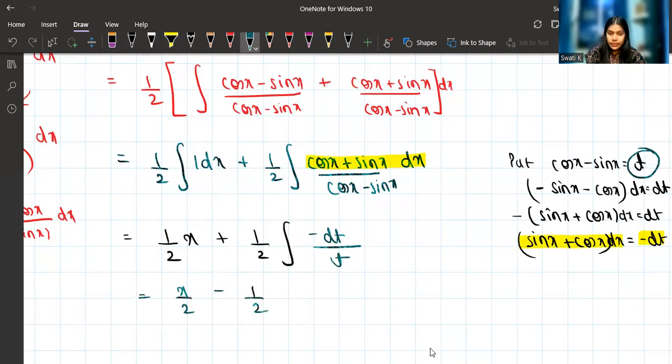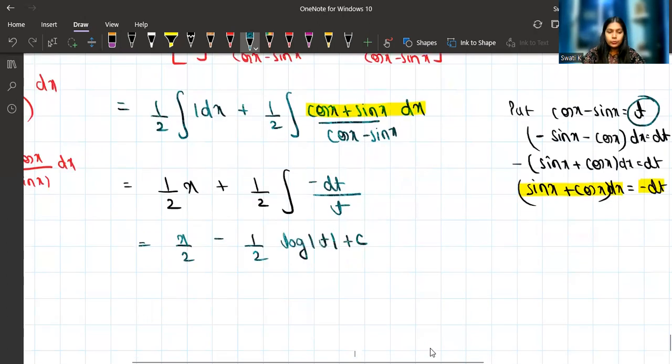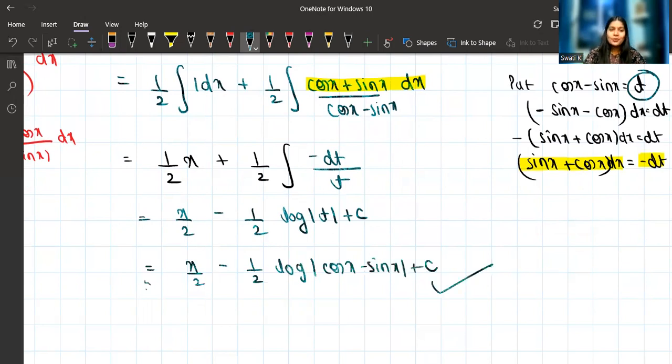Integration of 1 upon t is log mod t plus the constant of integration. So simply it is going to be x upon 2 minus 1 upon 2 log mod t, where we have taken t as cos x minus sin x. So cos x minus sin x and then plus c. That's our answer. So we are done with question number 33.